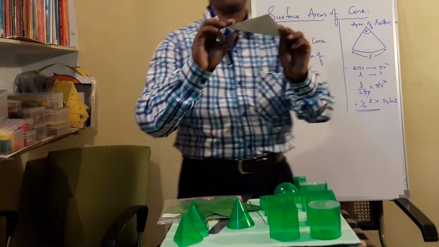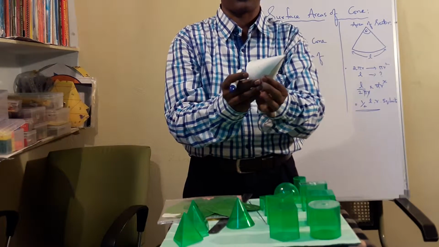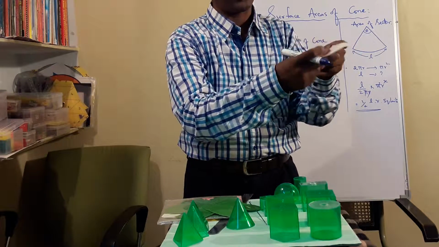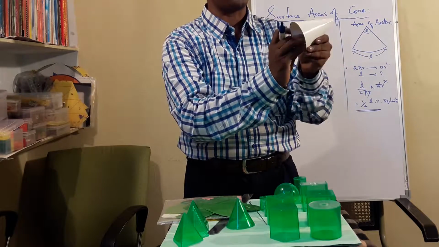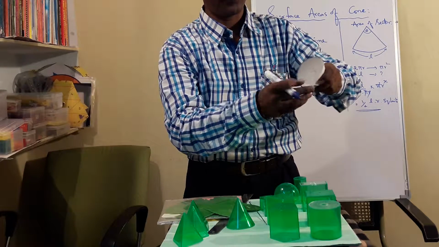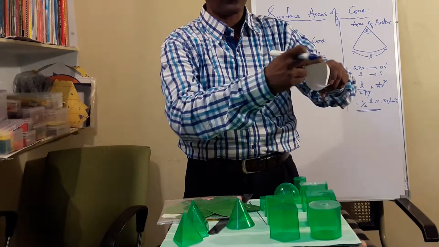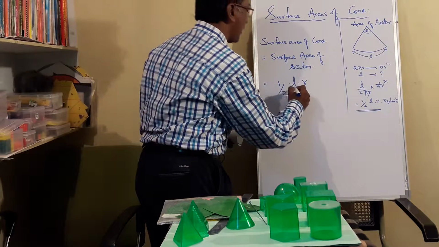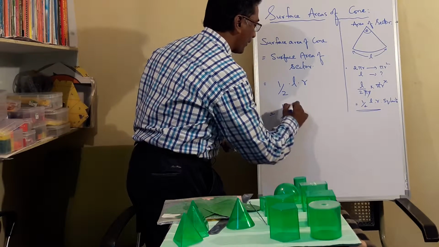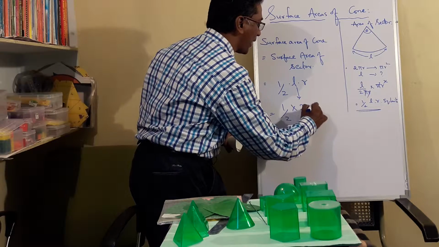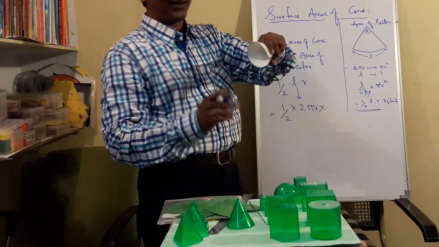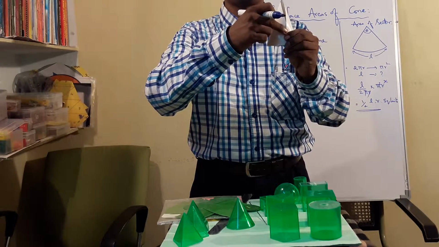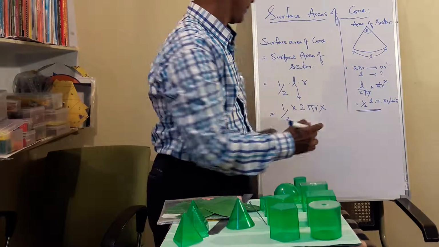Now, what happened here? When I rolled it across its radii, the length of the arc is transformed into the circumference of the circle. This became a circular base. What is the circumference of the circle? It's 2 pi r. Now, half into length is transformed into 2 pi r, and the radius is transformed into the slant height of the cone.